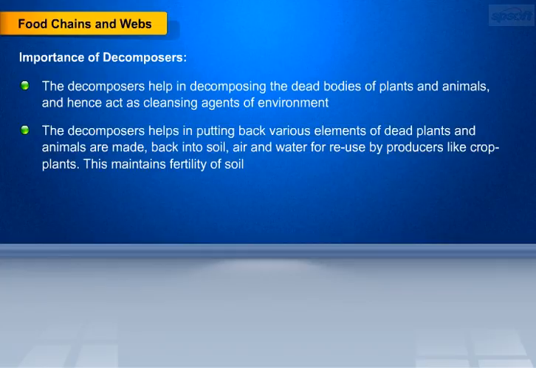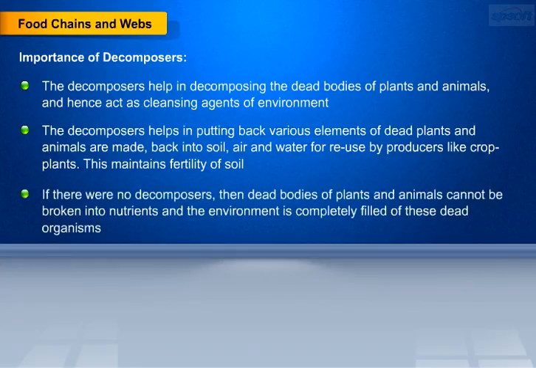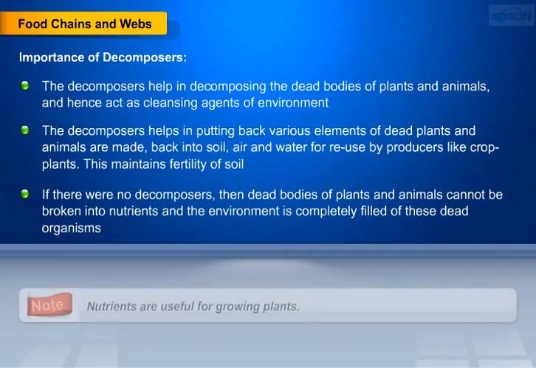The decomposers help in putting back various elements of dead plants and animals back into soil, air and water for use by producers like crop plants. This maintains fertility of soil. If there were no decomposers, then dead bodies of plants and animals could not be broken into nutrients, and the environment would be completely filled with these dead organisms. Note: nutrients are useful for growing plants.